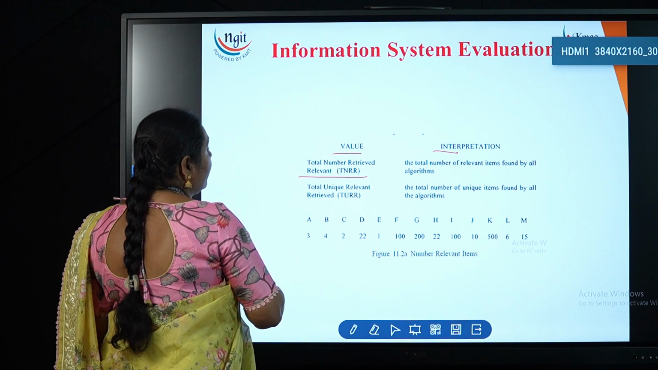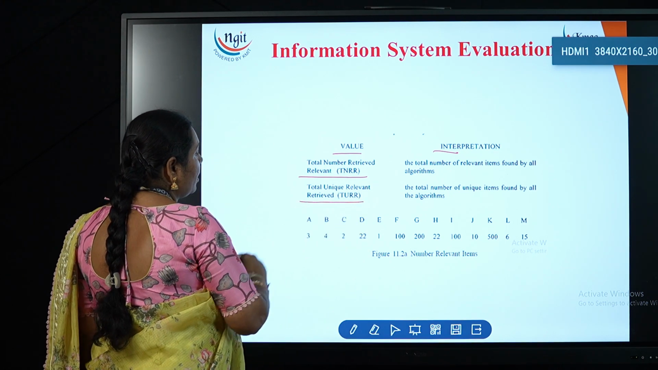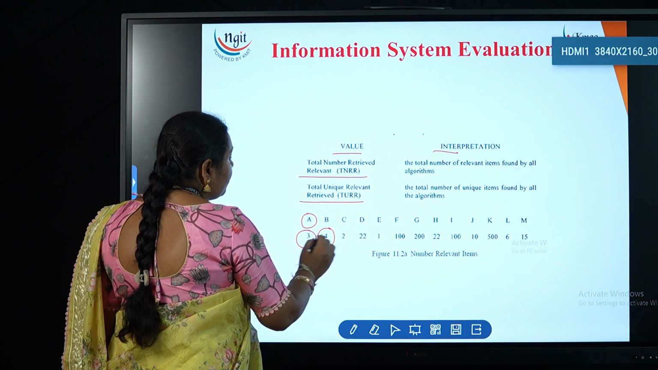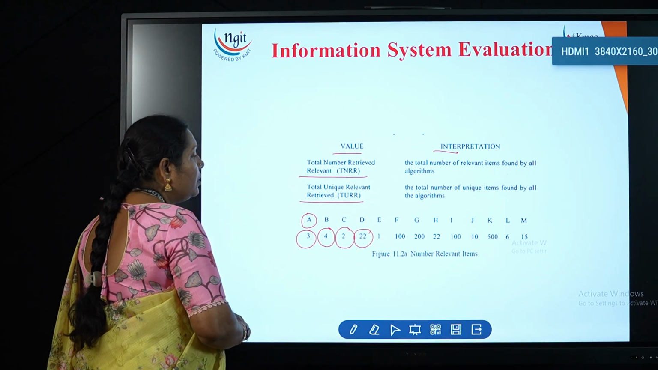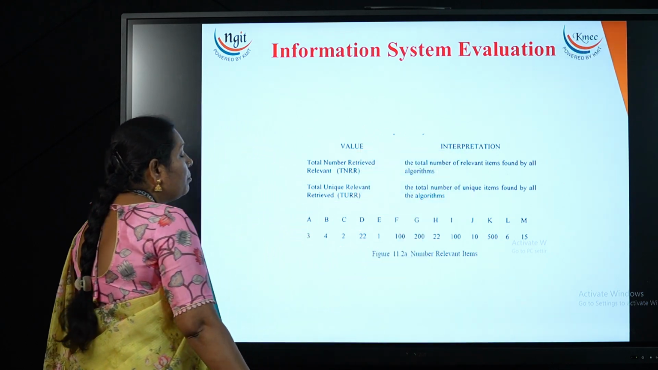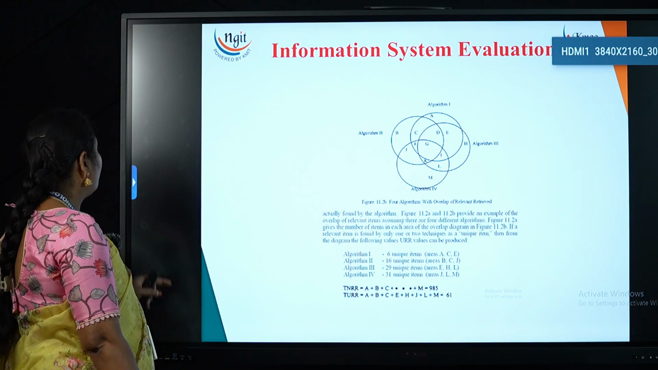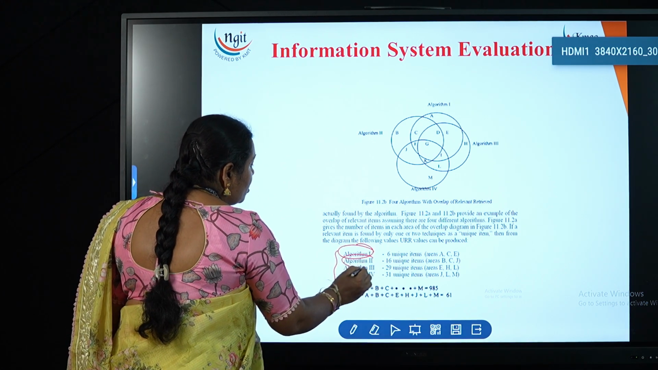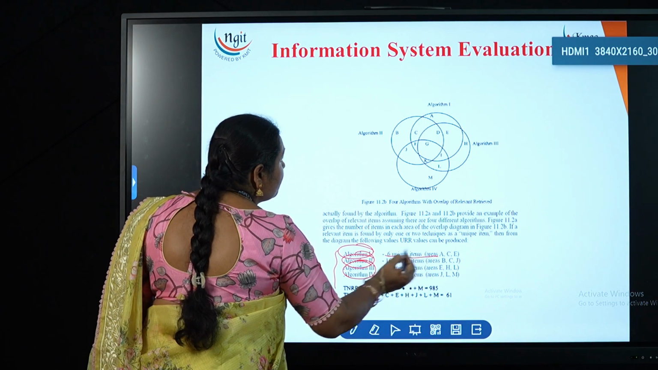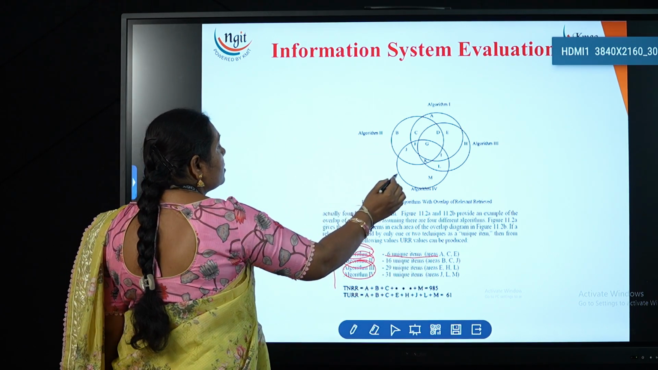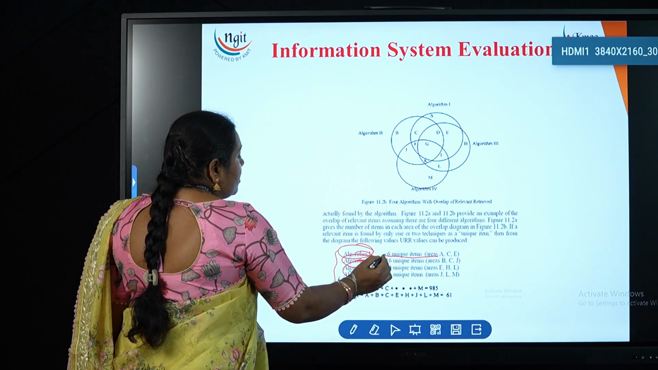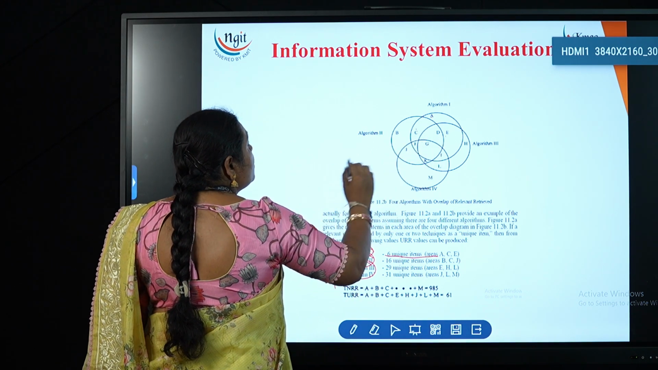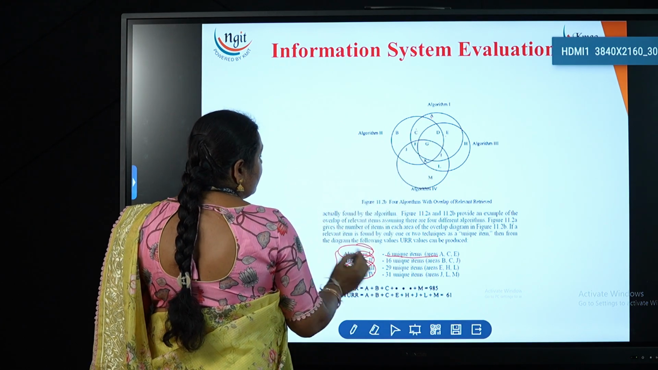If you have the values, how do you do the interpretation? We take the total number of retrieved relevant and the total unique relevant. According to A, how many relevant I got, how many for B, how many for C, and how many for D. Like this, we calculate the number of relevant items for each and every search. If I conduct an analysis of 4 algorithms, algorithm 1, 2, 3, 4, and you draw the Venn diagram, the 6 unique items are in A, C, E. If you combine all A, C, E, the elements are 1, 2, 3, 4, 5, 6. So this is your 6.